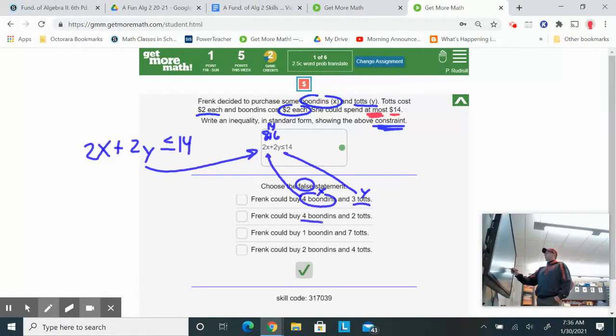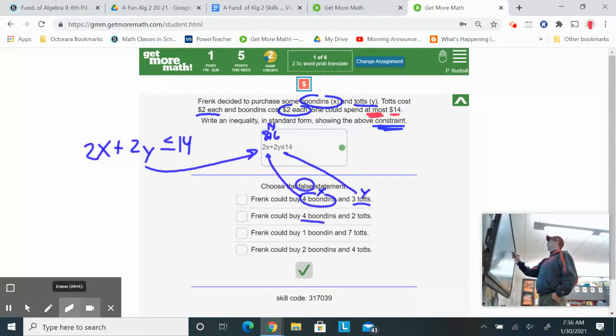So now we substitute in 4 for the x. That's still 8. 2 for the y's. That'd be 8 plus 4 is 12. And 12 is less. So that one would be true also. So let's go down and see the third or fourth one.